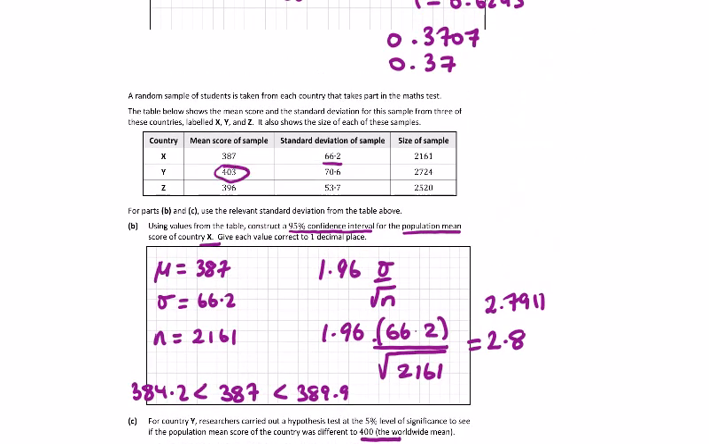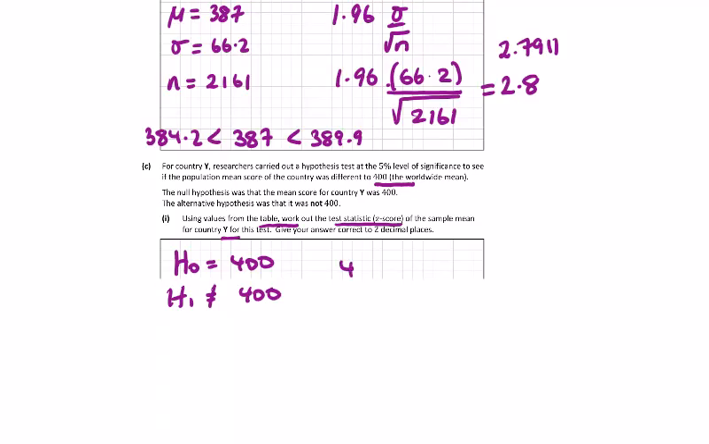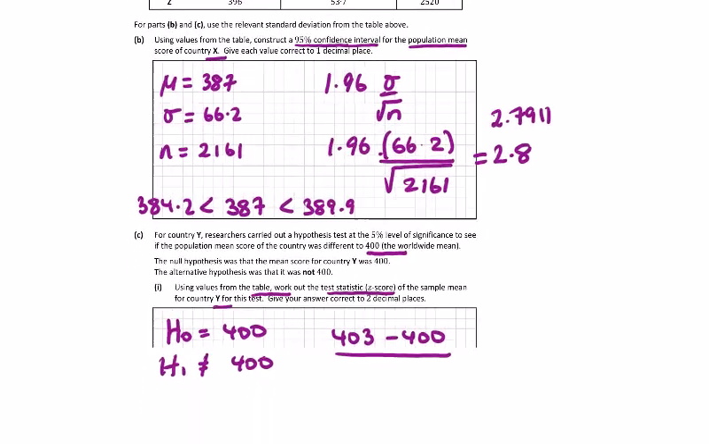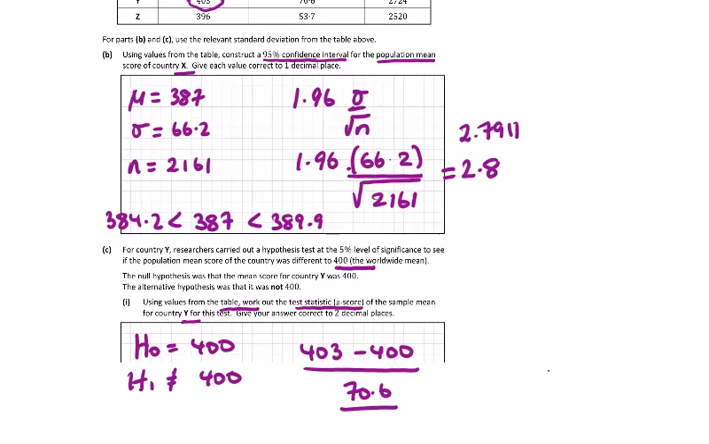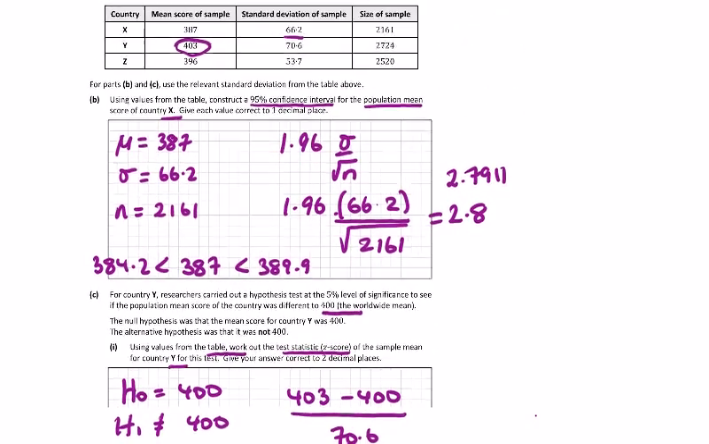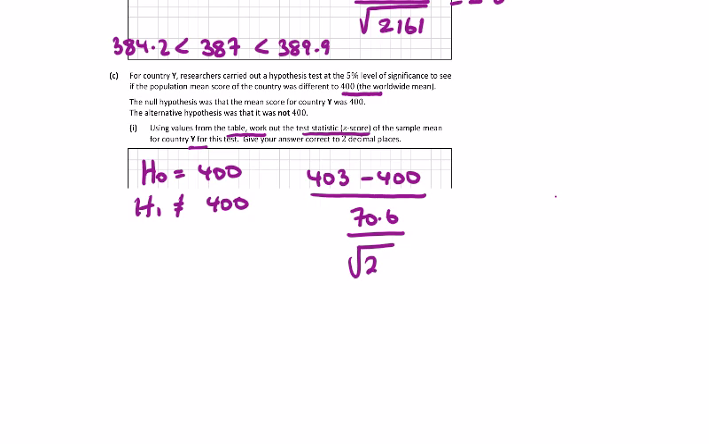So for Y we're testing 403 against 400, and we're dividing by sigma over root n. Let me just check the number, 70.6 divided by the square root of 2724. That's giving me 2.2177. Might round this to 2.2.